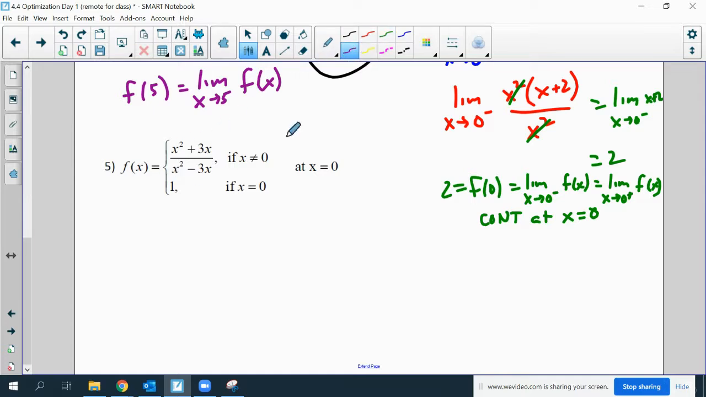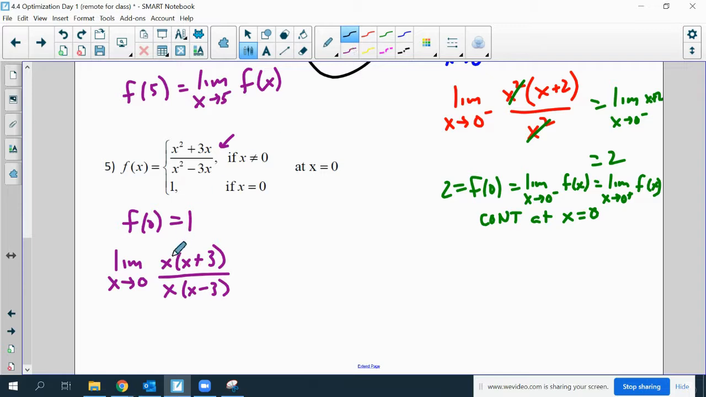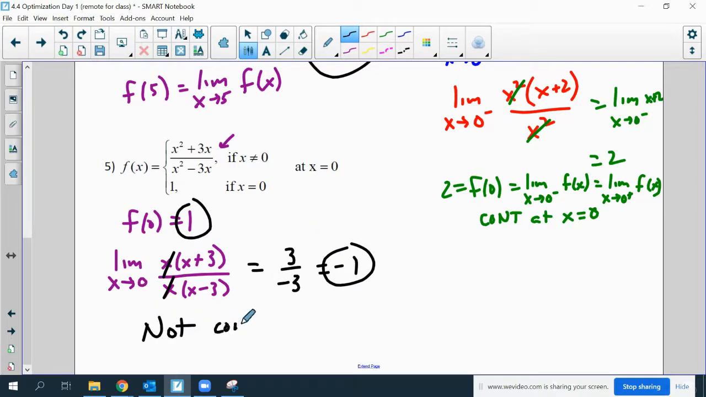Finally, I'm going to look at problem 5. F of 0 is 1. Then I want to do the limit as x approaches 0. I only have to do it once because it's approaching the same thing from both sides. So I'm going to factor out an x, then cancel the x's, and then do a direct substitution. I get 3 over negative 3, which is negative 1. Notice that 1 and negative 1 are not the same, so this is not continuous at x equals 0.